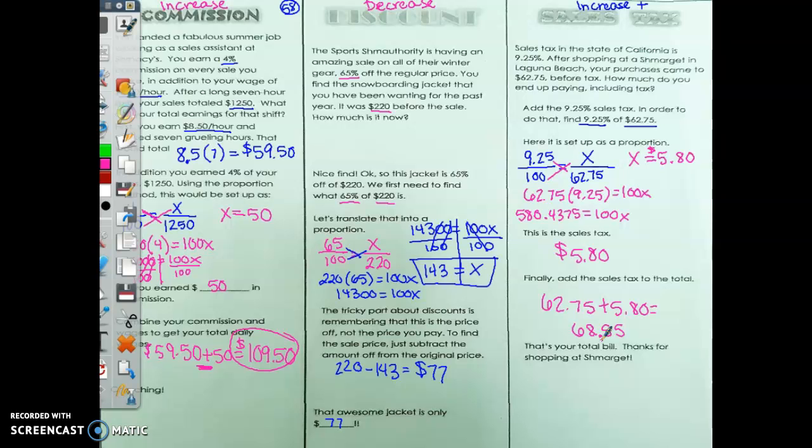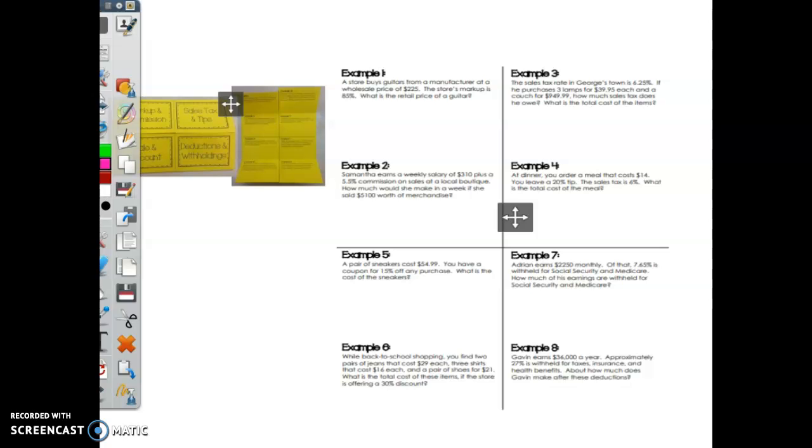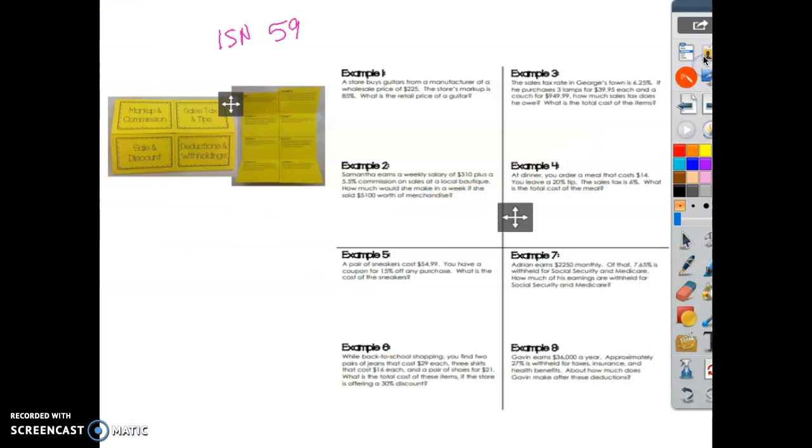I should have said that at the beginning, but hey, whatever works, right? After that, you're going to do page 59 in your ISN. This is what it should look like. All you're doing is folding it to the center, and then it should open up just like this. Remember, figure out whether it's an increase in original amount or decrease. If it's a markup, that's going to be an increase, right? So you're going to find the percent of 225, 85% of 225. What is that? And then you're going to add it to the original value.